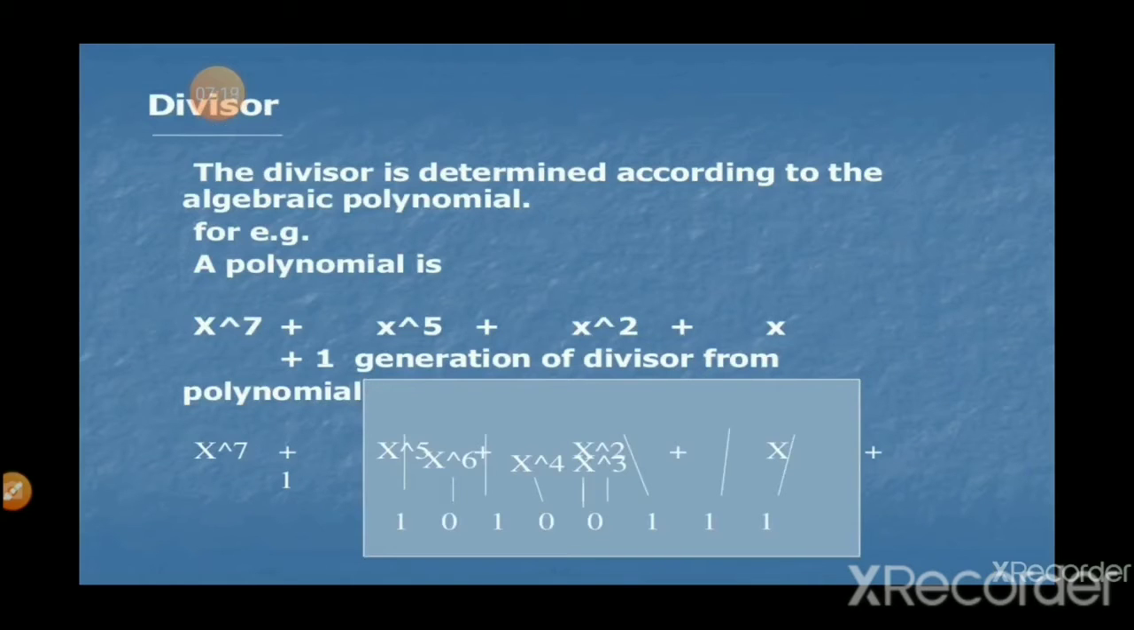Divisor. The divisor is determined according to an algebraic polynomial. In the example below, it is x raised to 7 plus x raised to 5 plus x raised to 2 plus x plus 1. Generation of the divisor from the polynomial x raised to 7 plus 1.